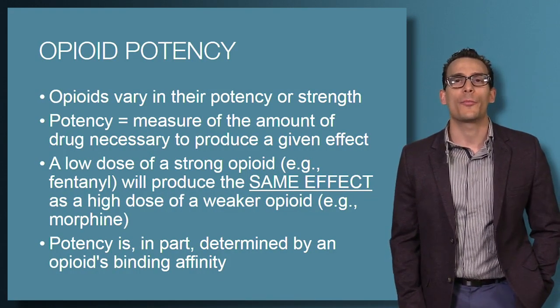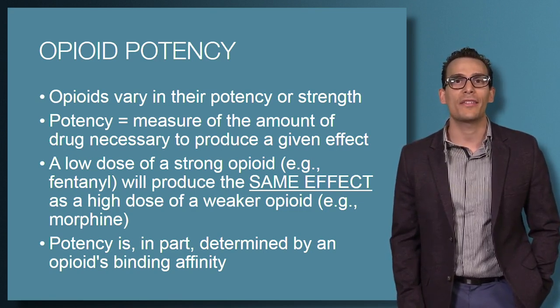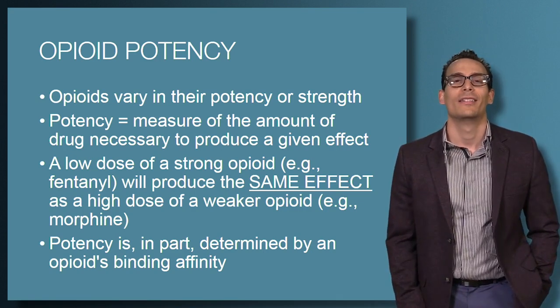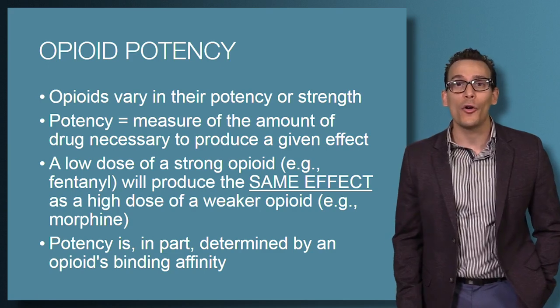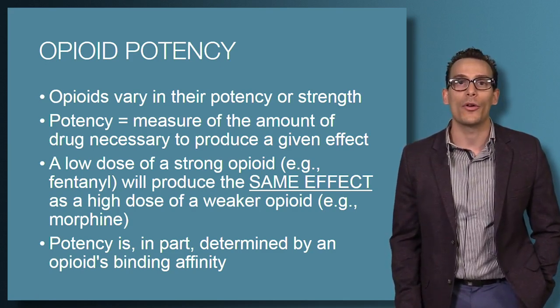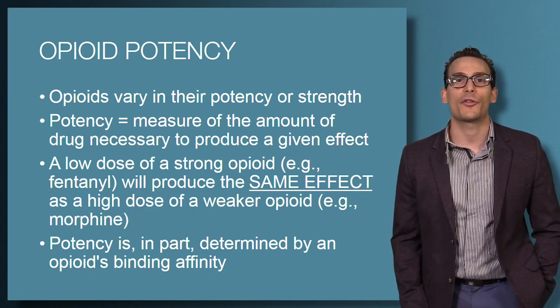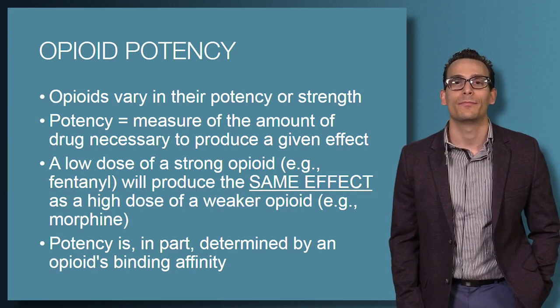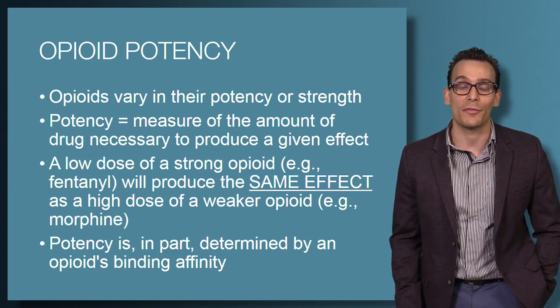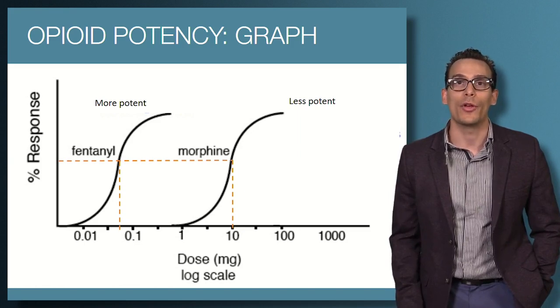Opioids vary in their potency or strength, and potency is the measure of the amount of drug necessary to produce a given effect. For example, a low dose of a strong opioid, like fentanyl, will produce the same effect as a high dose of a weaker opioid, like morphine. And potency is, at least in part, determined by an opioid's binding affinity, or how tightly an opioid binds to its receptor. So let's look at a graphical depiction of opioid potency.